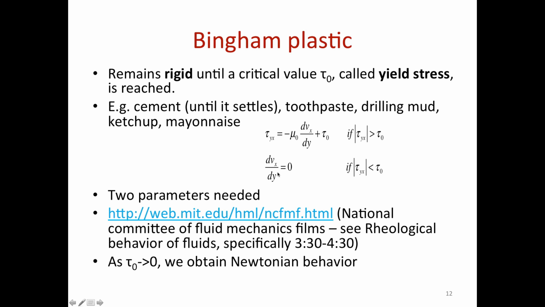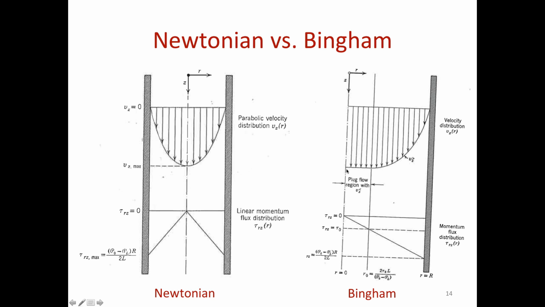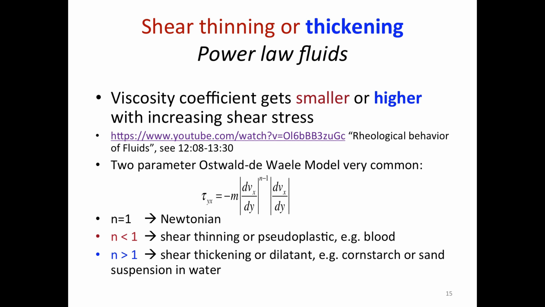So this would be dv_z/dr if I actually had cylindrical coordinates here. So basically, I will just have no change in velocity in this region where I don't have shear stress that is large enough. Shear stress itself, again, is the same as if it was in Newtonian fluid. It's just resulting in a different velocity distribution. So we could also have shear thinning and shear thickening fluids.